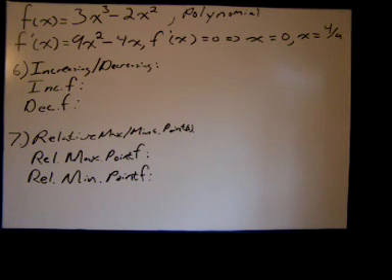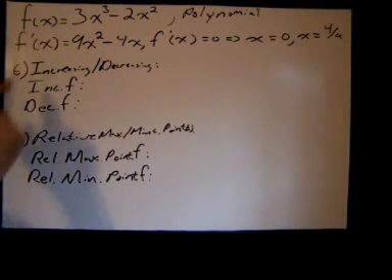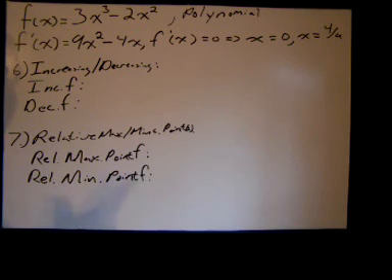Good morning. We're going to continue with the function summary. Notice I've added one more thing. Well, I've added several things, but anyway, we have the function f of x equals 3x cubed minus 2x squared. It's a polynomial. F prime equals 9x squared minus 4x. F prime of x equals 0 implies that x equals 0 and x equals 4/9.